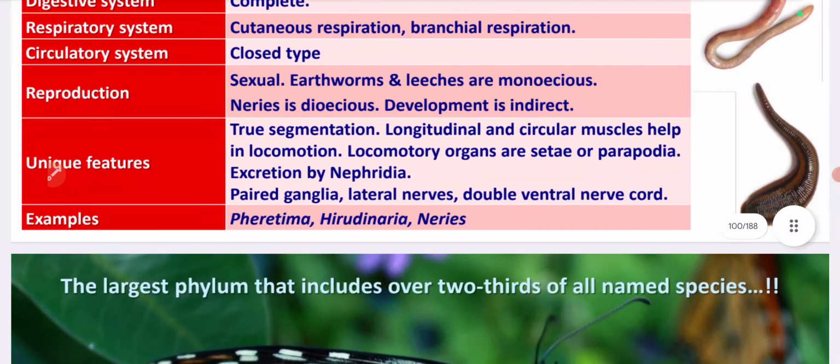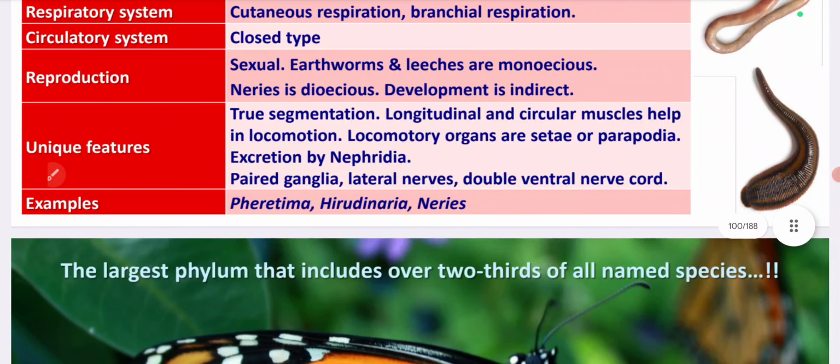Nereis is dioecious. Dioecious means unisexual. Development is indirect. Unique features: true segmentation, longitudinal and circular muscles help in locomotion. Locomotory organs are setae and parapodia. Excretion by nephridia. Paired ganglia are present. Lateral nerves are present. Double ventral nerve cord.